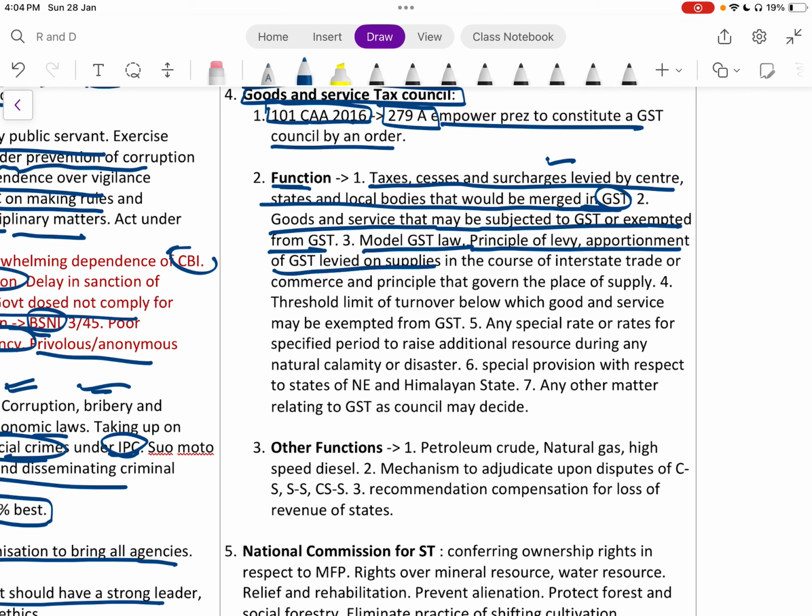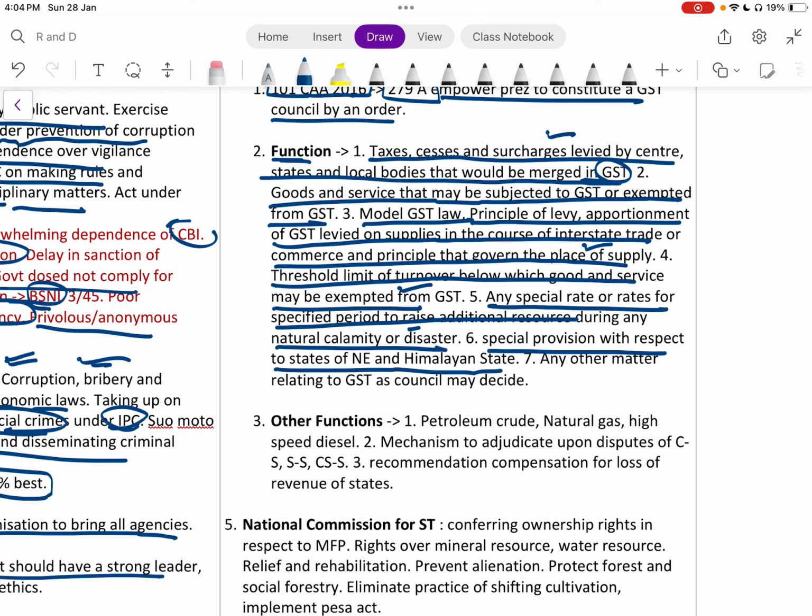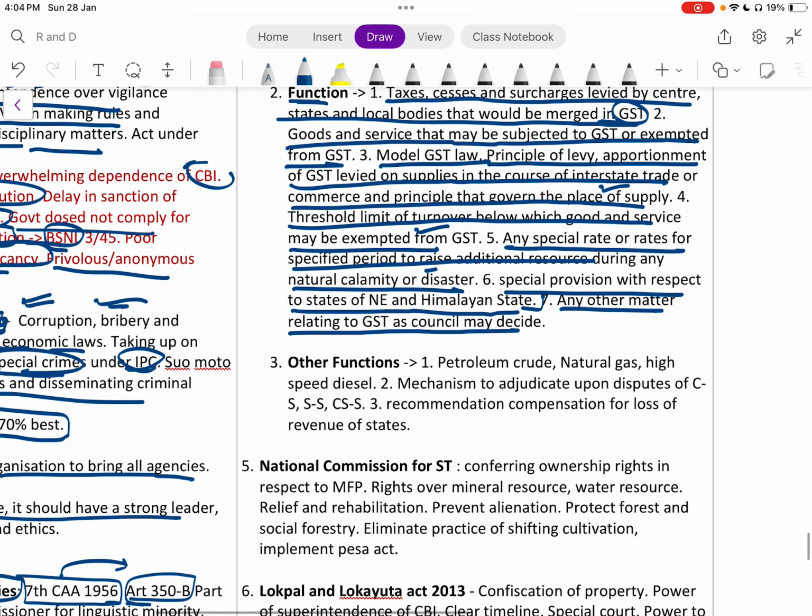of GST levy on supply in the course of interstate trade and commerce, and principles that govern the place of supply. Threshold limit of turnover below which goods and services may be exempted from GST. Any special rate or rates for a specified period to raise additional resources during any national calamity or disaster. Special provisions with respect to the Northeast and Himalayan states. Any other matter relating to GST as the Council will decide.